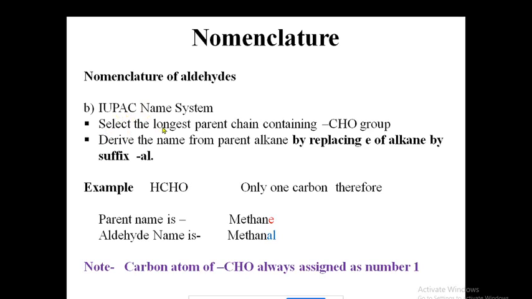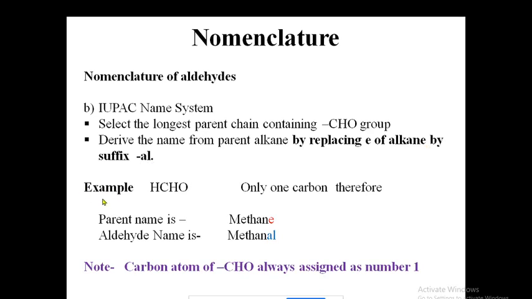First thing, select the longest parent chain containing the aldehyde group. Then derive the name from the parent alkane by replacing the E of alkane by the suffix al. I'll repeat the second step. Derive the name from the parent alkane by replacing the E of alkane by the suffix al. So you have to just replace this E by al.